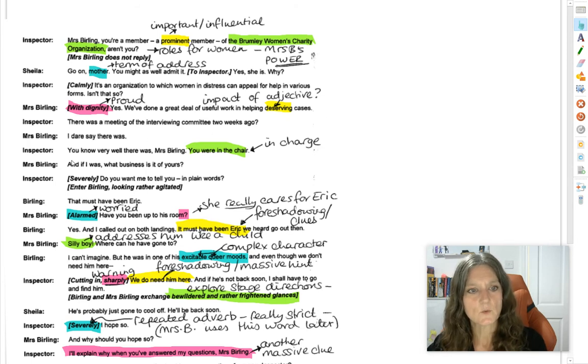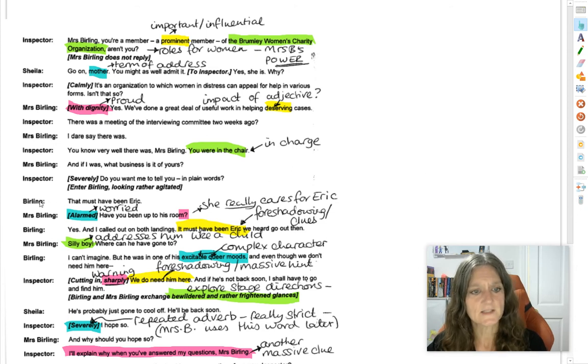So the inspector talks about the meeting, which was 2 weeks ago, which is significant. "There was a meeting there, Mrs. Birling. You were in the chair," so she would have been the chairman of that meeting. She was in charge of that meeting. She would have been asking the questions, and she would have been making the final decision about whether Eva Smith was a deserving case or not.